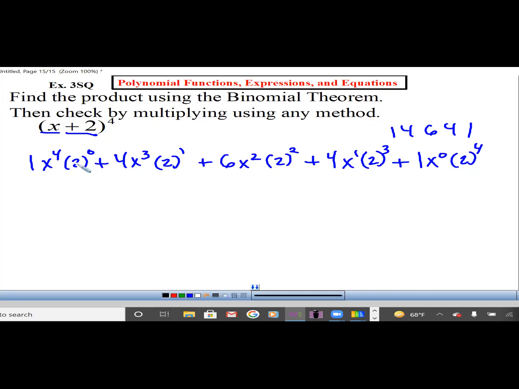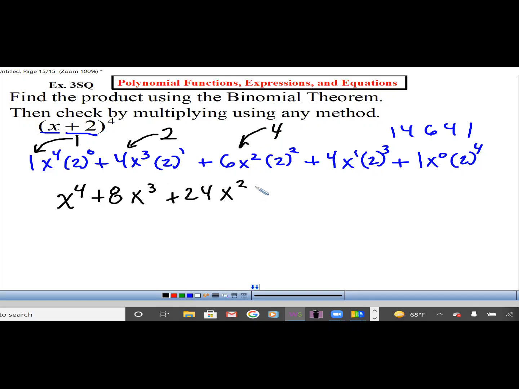Next, 2 to the 0 is 1. 1 times 1 is 1 times x to the 4th is x to the 4th. 2 to the 1st is 2. 2 times 4 is 8, so it's +8x cubed. 2 to the 2nd is 4. 4 times 6, that's +24x to the 2nd. 2 to the 3rd is 8. 8 times 4, that's +32x to the 1st. And 2 to the 4th is 16. 1 times x to the 0 is still 1. 1 times 1 times 16 is 16.